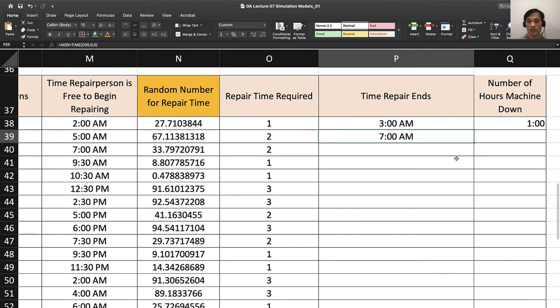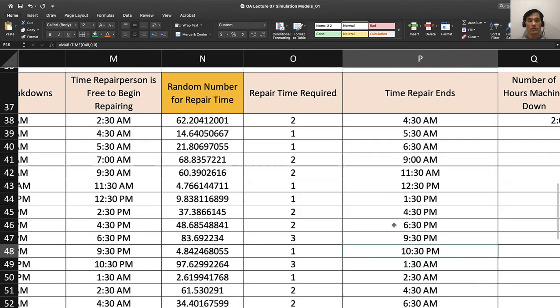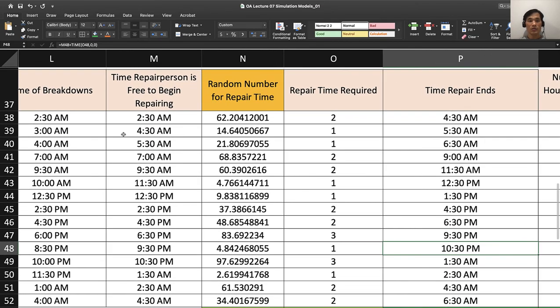And then that's going to be your, right. So 5:30 a.m. you are done. 4:30, the breakdown happened at 3 and 4, and 5:30 you are able to work because you are done there. At 6:30 you are done, and 7 o'clock you are supposed to work, and 2 hours it took, 9 a.m.